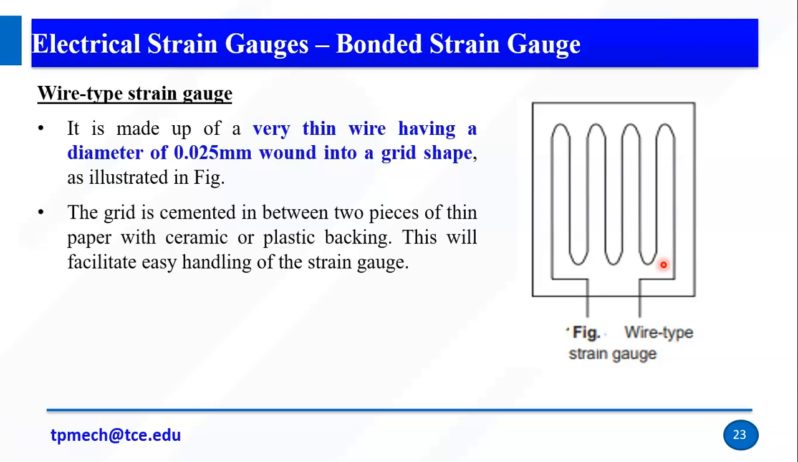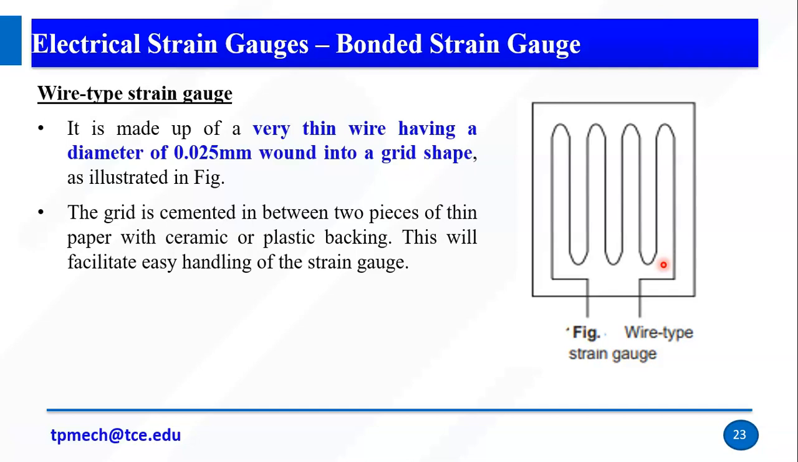So the grid is cemented in between 2 pieces of thin paper, right? This is a bonded type. So both the sides have an insulating material. So between the two insulating materials, we cement, I mean paste, the wires, right? So with the ceramic or plastic backing, this will facilitate easy handling of the strain gauges.